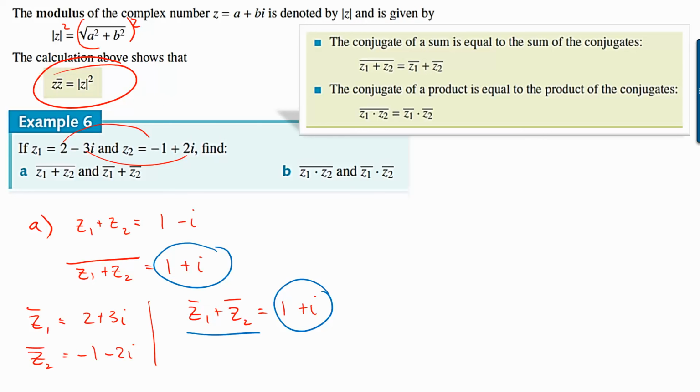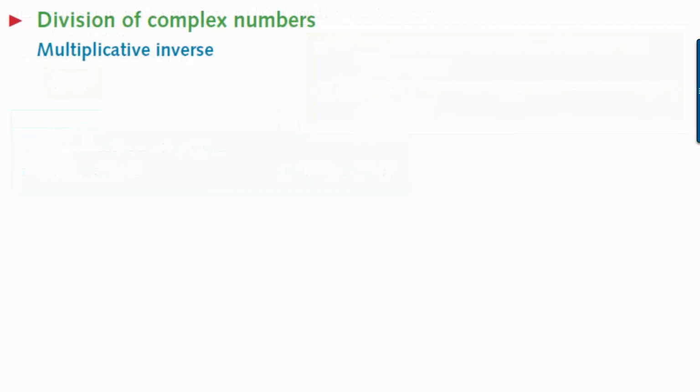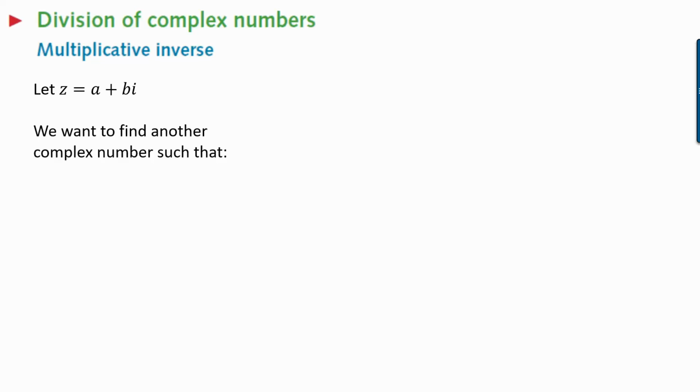Are we all good? All right, here we go. Next one. So finally we get to the point: division of complex numbers. Now, let z equal a plus bi. So z is your complex number. We want to find another complex number, the inverse, because if you can multiply, that means you can divide, right? And every time you want to find division, the first thing you have to find is the inverse. Because if you can multiply, you have to find the inverse of multiplication, which is why they call it the multiplicative inverse.